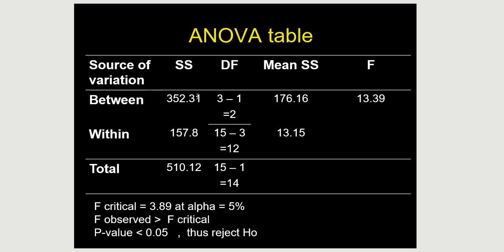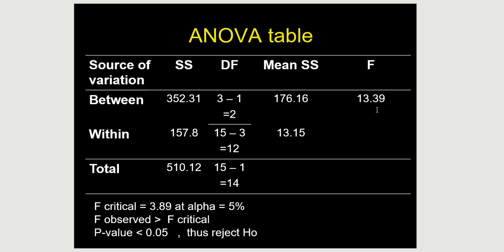Alright, once you see a sum of squares and you see degrees of freedom, what you do is you divide your sum of squares by your degrees of freedom to get the variance, but we're no longer calling it a variance, we're calling it a mean sum of squares. So 352.31 divided by 2 gives you 176.16. For the within, 157.8 divided by 12 is 13.15. So now we have mean sum of squares between and mean sum of squares within. You take the top and you divide it by the bottom, you get an F of 13.39.